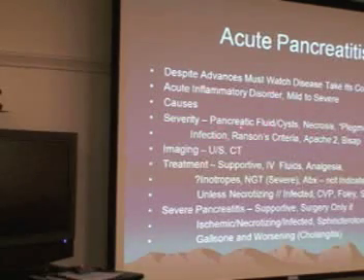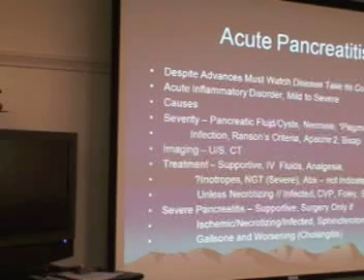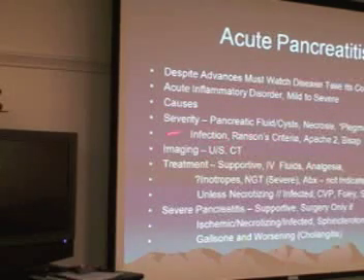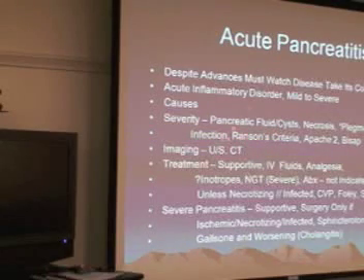Severity depends on how it looks, particularly on CAT scan, pancreatic, surrounding peripancreatic fluid, cyst, necrosis, or what we used to call phlegmon. Whether or not it's infected comes into play with your decision on whether to operate, which most of the time you try not to operate. And we get into how do you grade pancreatitis.